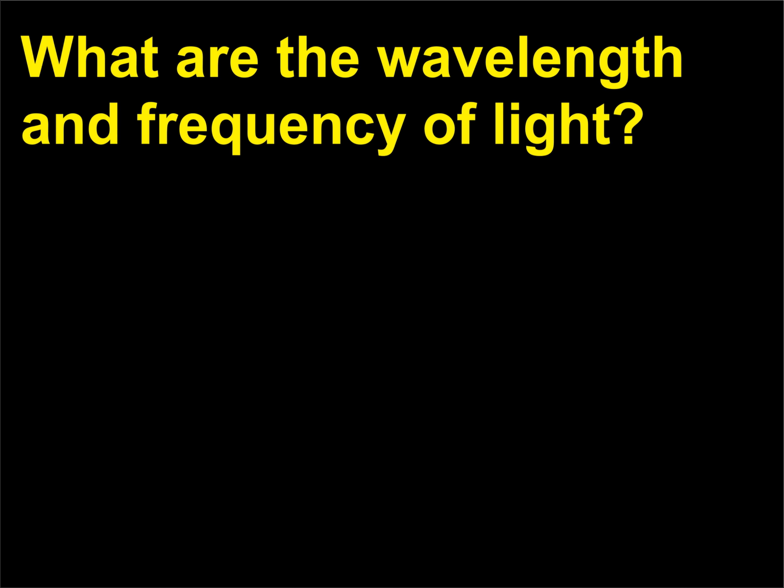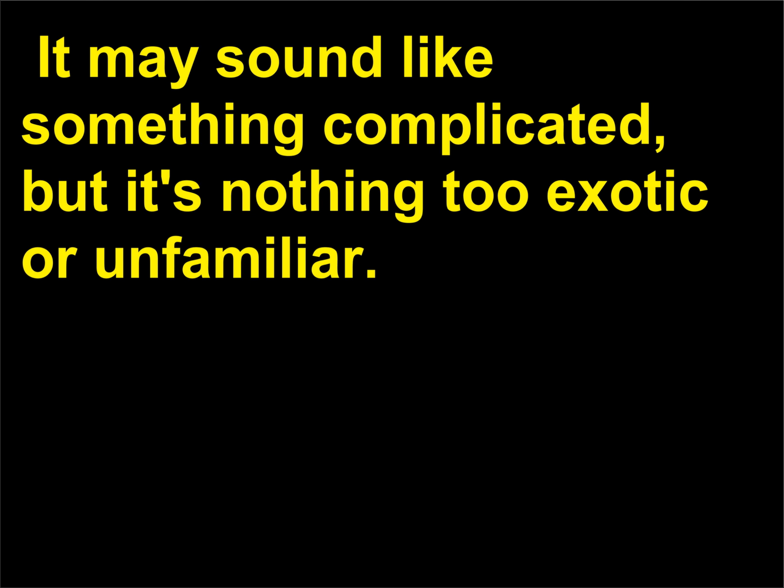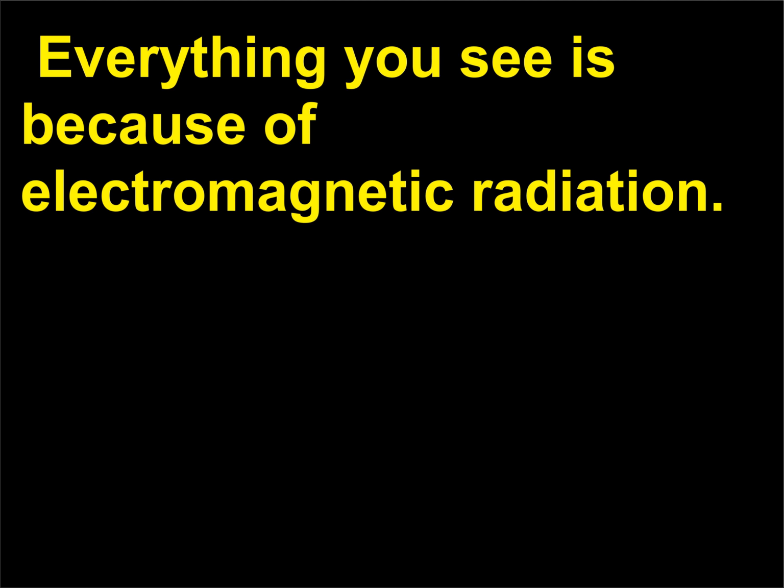What are the wavelength and frequency of light? The light we see is a form of energy called electromagnetic radiation. It may sound like something complicated, but it's nothing too exotic or unfamiliar. Everything you see is because of electromagnetic radiation.